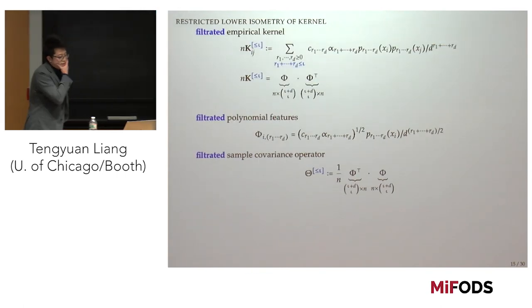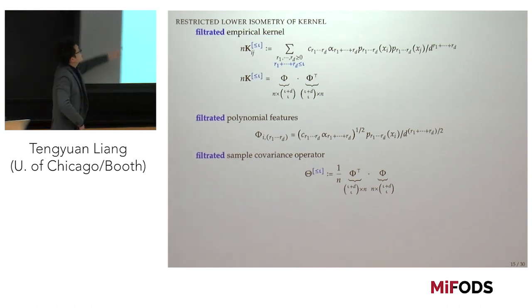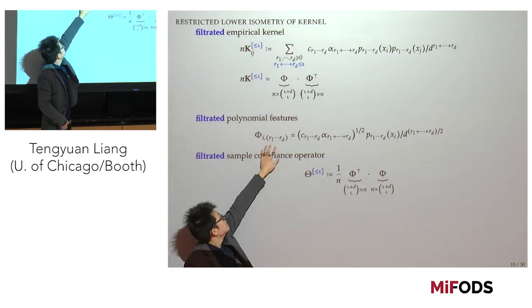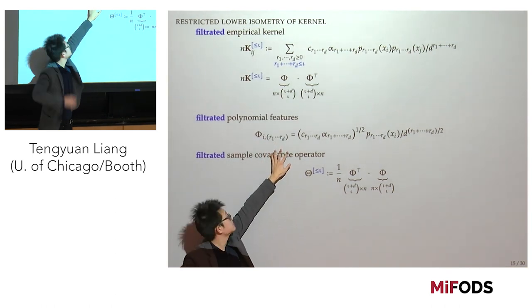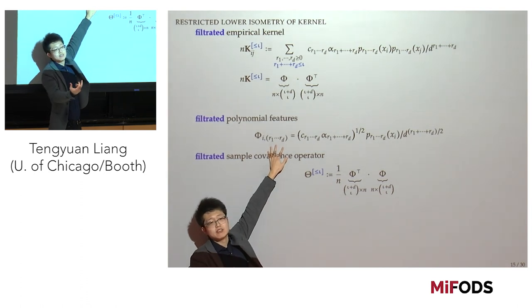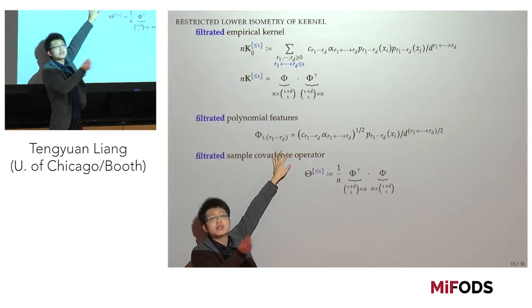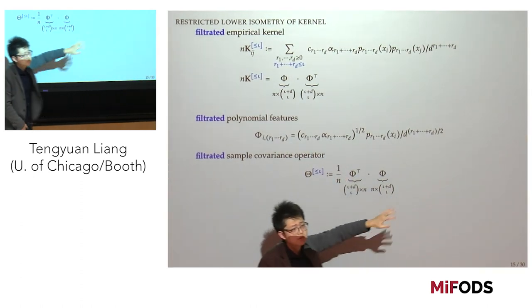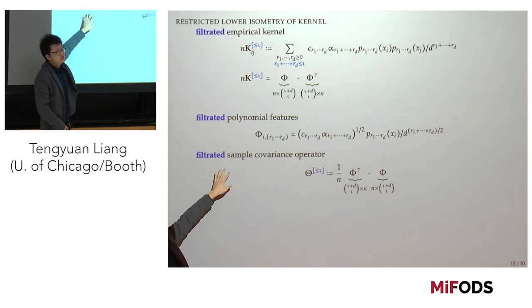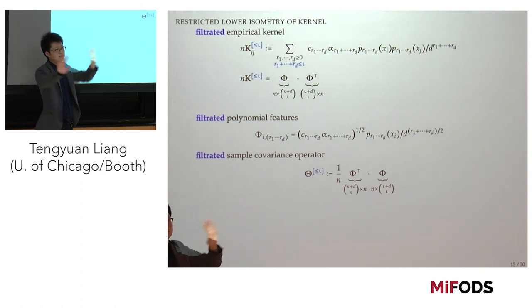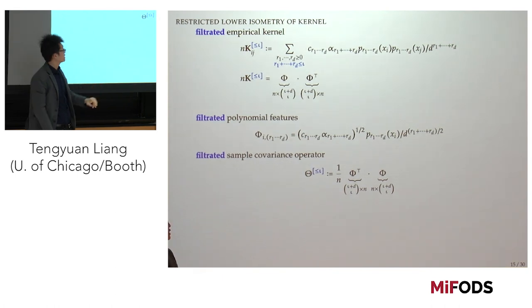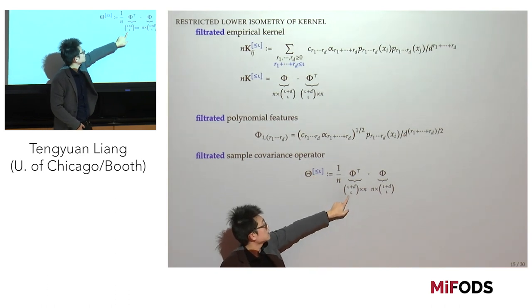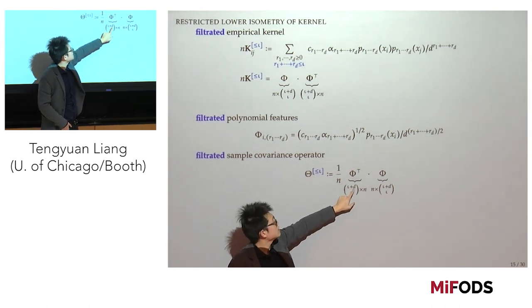Okay? So now you can define this polynomial feature mapping, right? Essentially, for each data point, there are certain coordinates that are indexed by the multi-index. Right now, each feature is associated with a multi-index instead of just one index. And you can write out this feature mapping. And now you can define some version of covariance operator that is due to this kernel operator. You can define this filtrated kernel operator, or covariance operator, that is of dimension alpha plus d choose alpha.